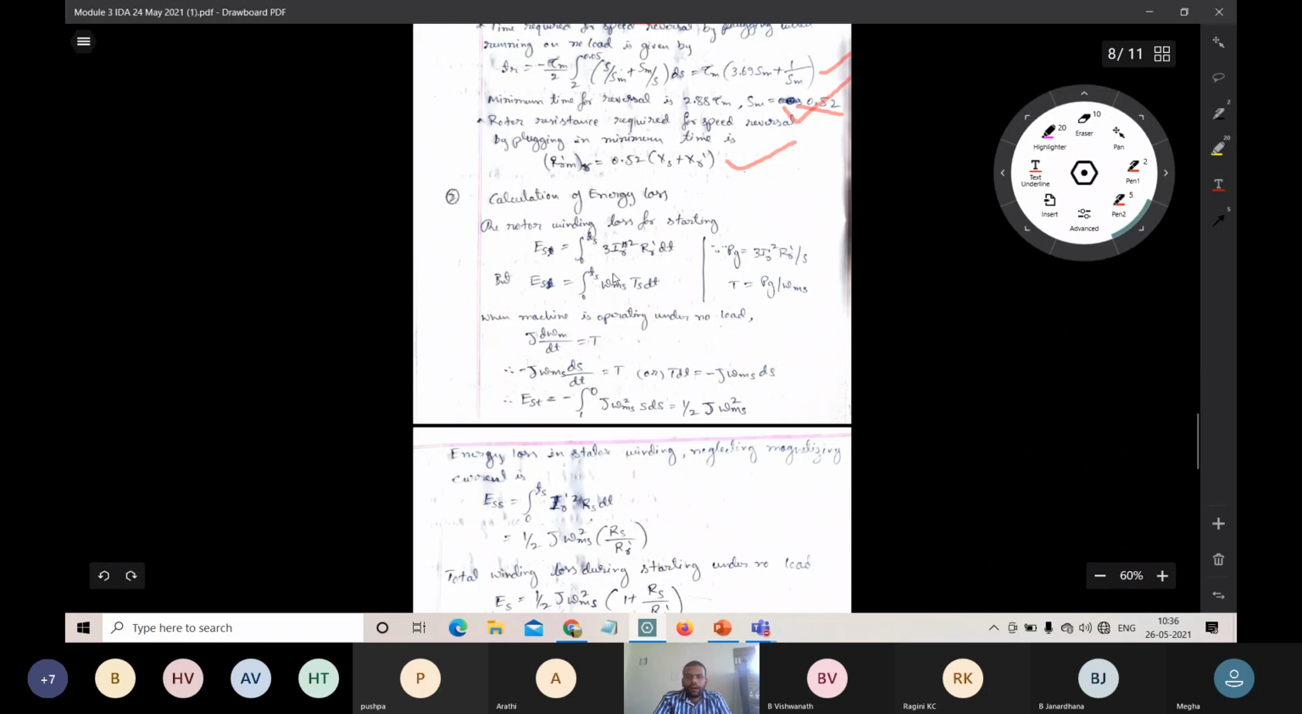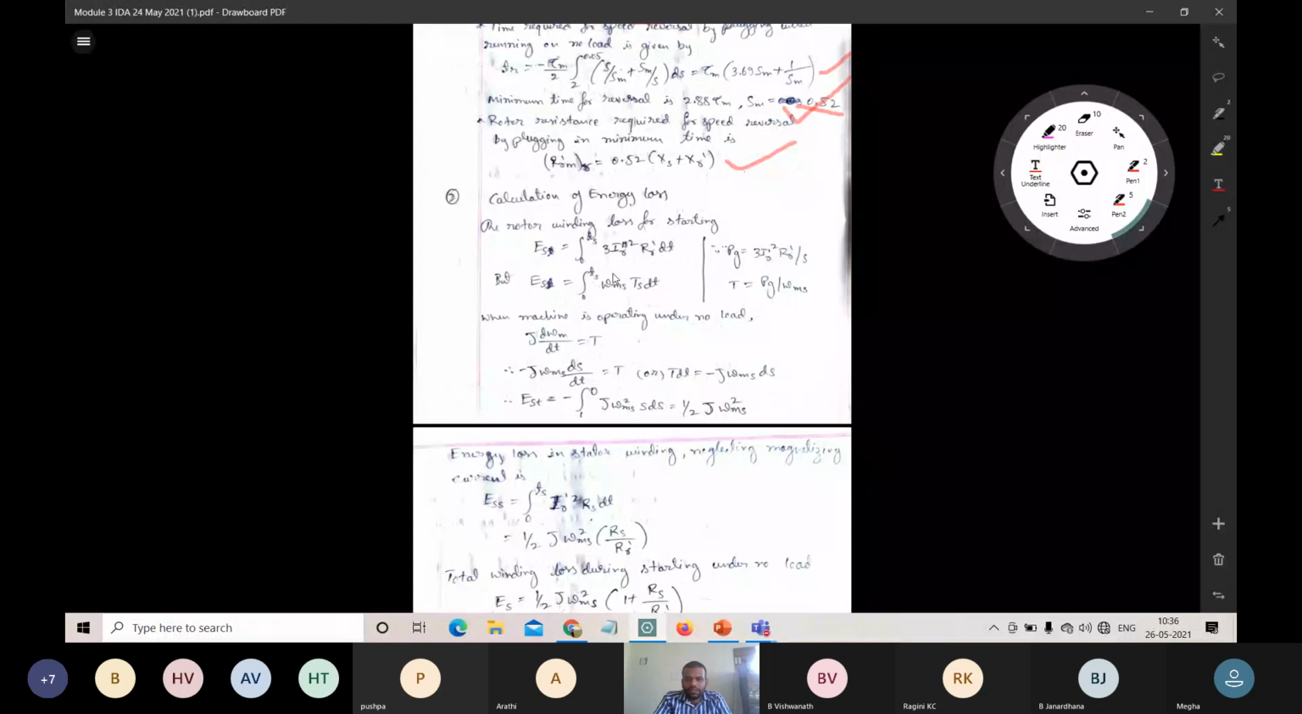Okay, and I hope the concept is clear to all of you. So by knowing that, I am now moving to the second step, that is calculation of energy loss. How much energy are we losing in our motor windings for starting as well as plugging?